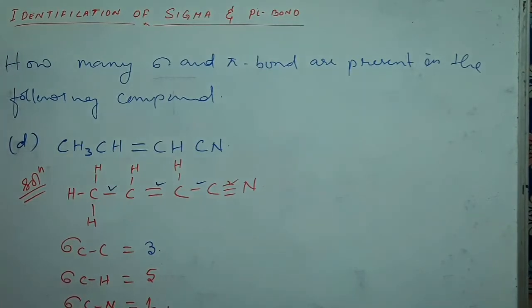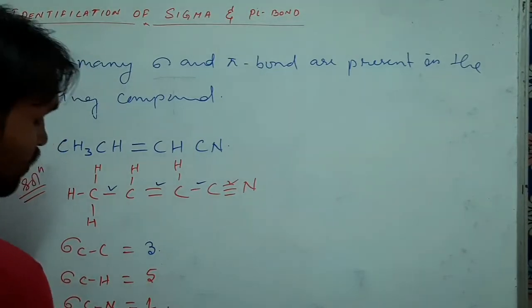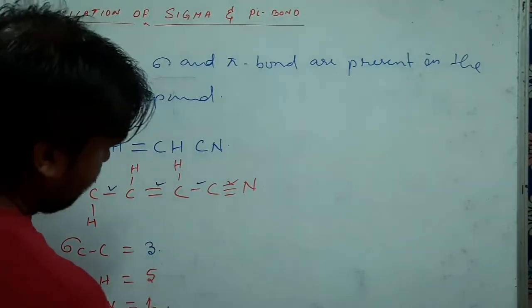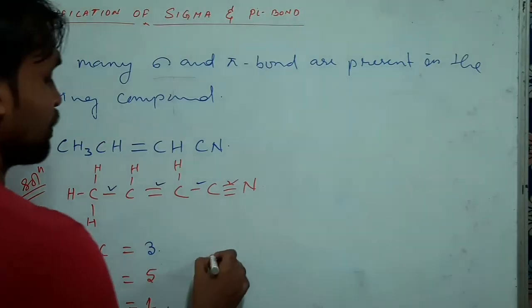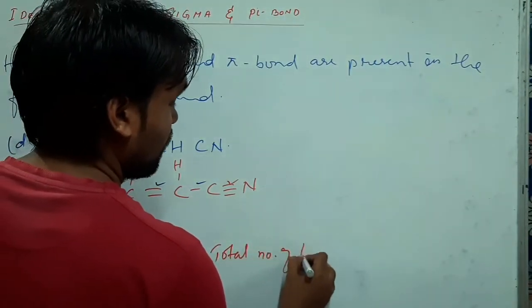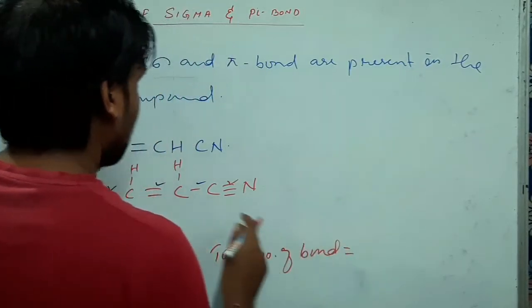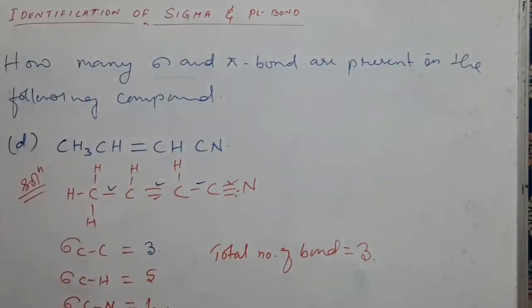So the total number of sigma bonds in this compound will be, let's calculate, 5 plus 3 plus 1 equals 9. So total number of sigma bonds equals 9. And let us find out now the total number of pi bonds. So total number of pi bonds equals, here 2 pi bonds and one more here, so it will be 3. So total number of pi bonds here is 3. So those who have got the answer, congratulations.